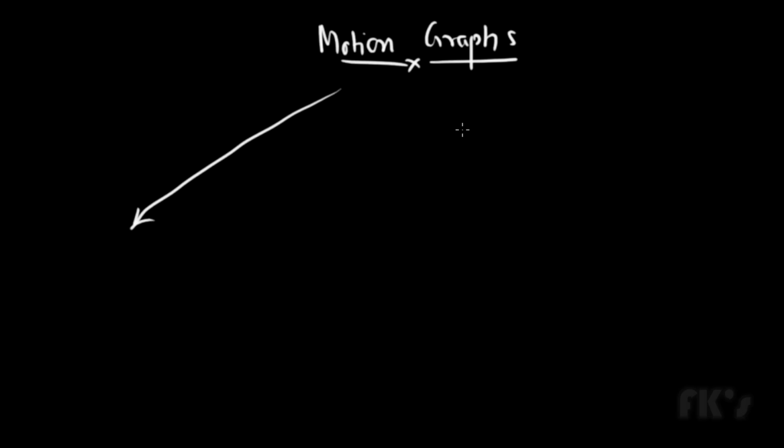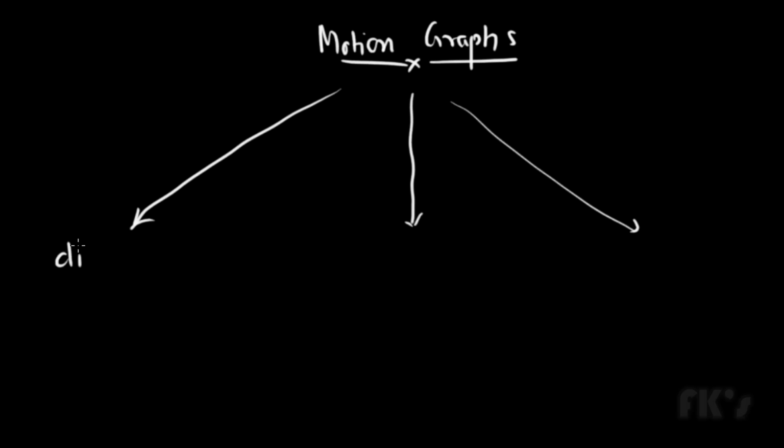Hello. In this video, we'll be talking about motion graphs. Motion graph happens to be nothing but the continuation of the previous topic that we talked about. It's a part of the study of kinematics itself, the study of motion. There are three different types of motion graphs we'll be studying. Let me just make a chart of them.